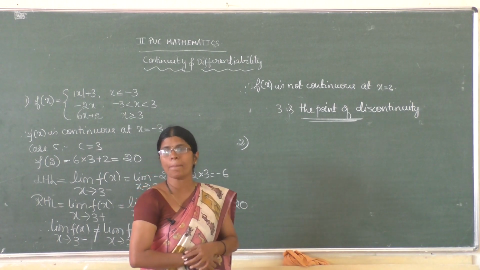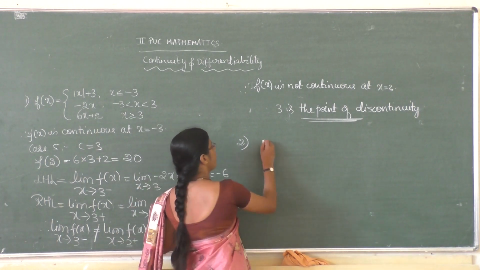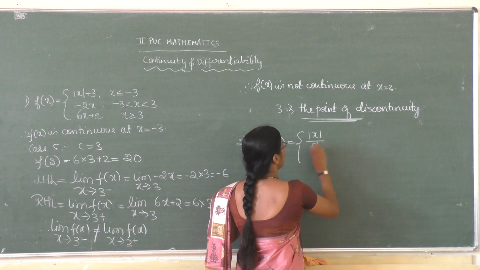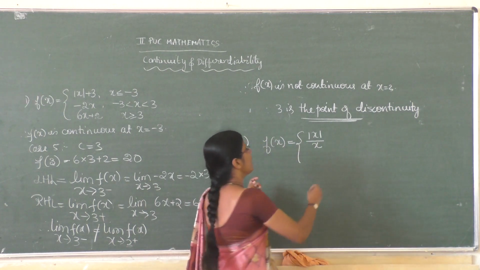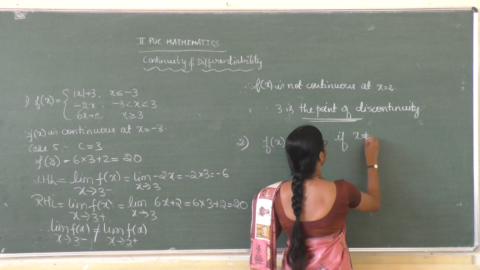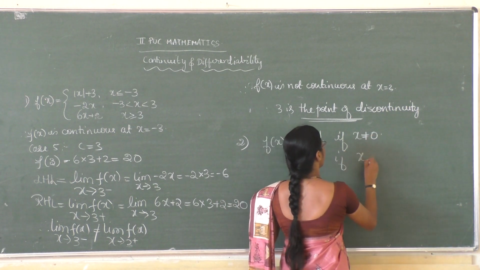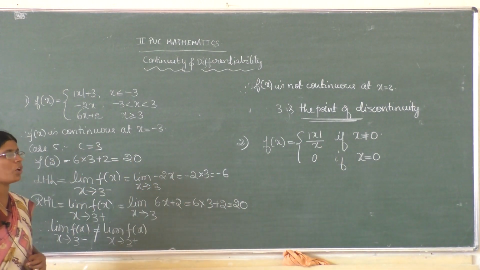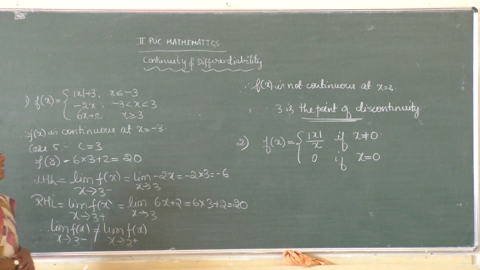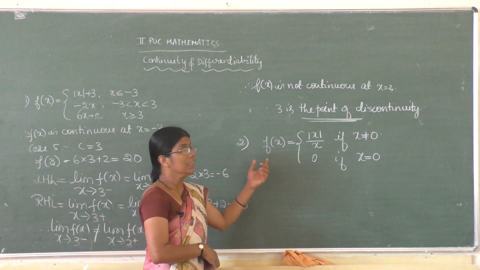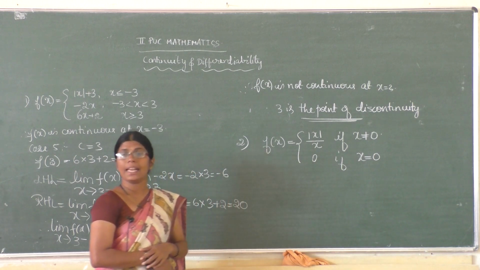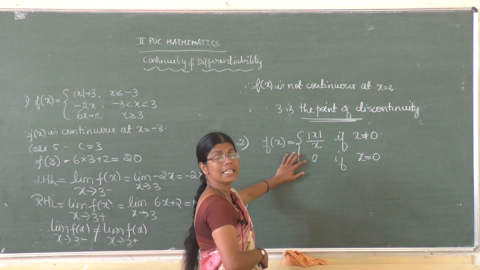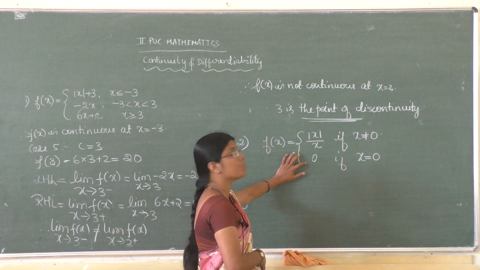You have to find the points of discontinuity of f of x equal to modulus of x by x if x is not equal to 0 and 0 if x equal to 0. Okay, so here we take, let C be any arbitrary real number. Then the two cases arise: case 1, C is not equal to 0, case 2, C equal to 0.